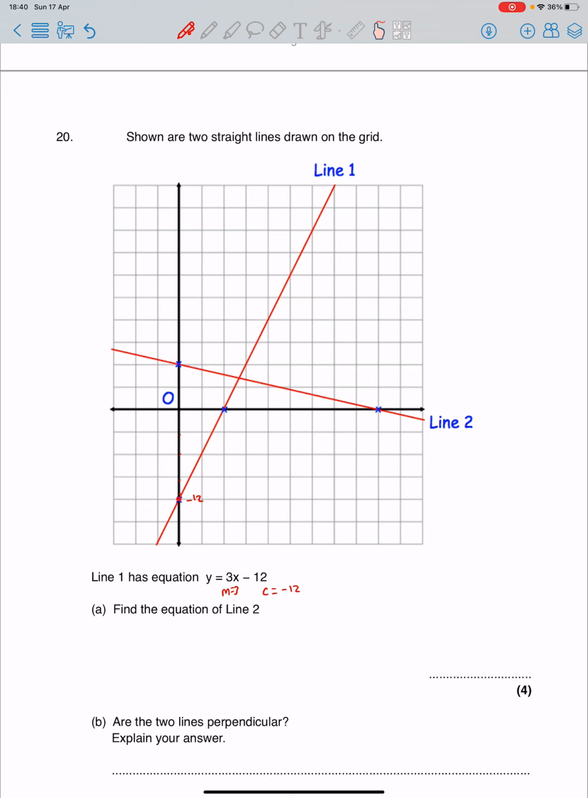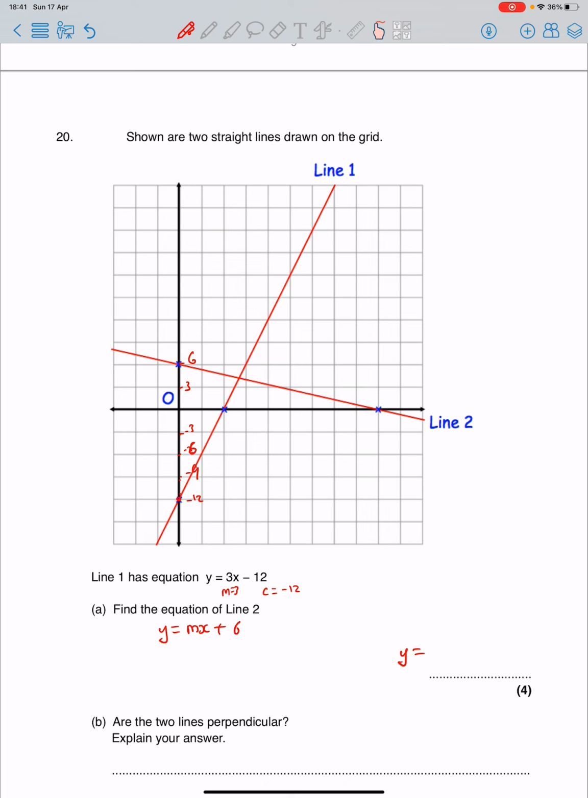So if 4 squares is minus 12, then each square going down is 3. So minus 3, minus 6, minus 9. So every square going up is going to be 3. So going up is 3, and then this is going to be 6. So we know that this line L2 is going to be y equals mx plus 6, because we can see it crosses the second one up.